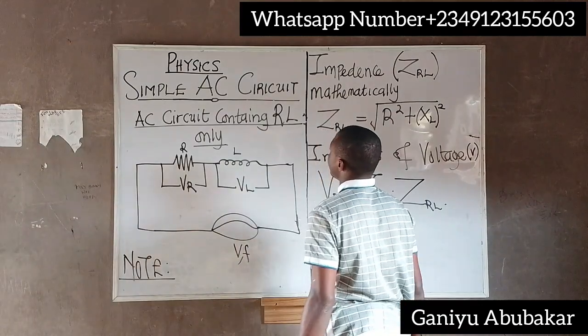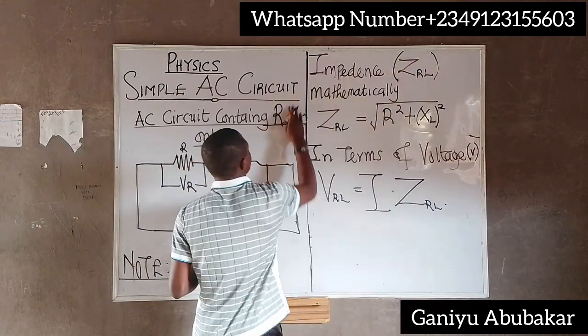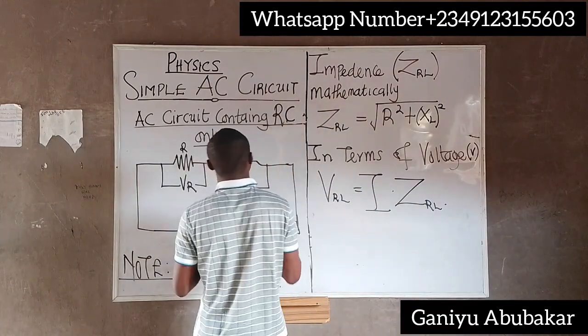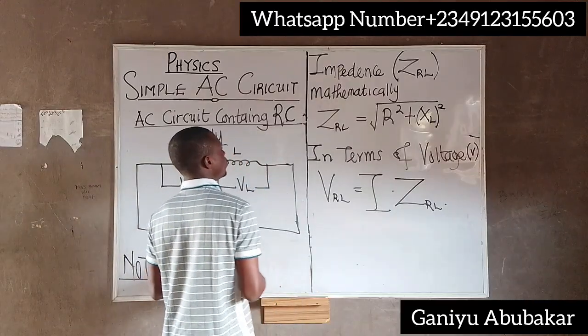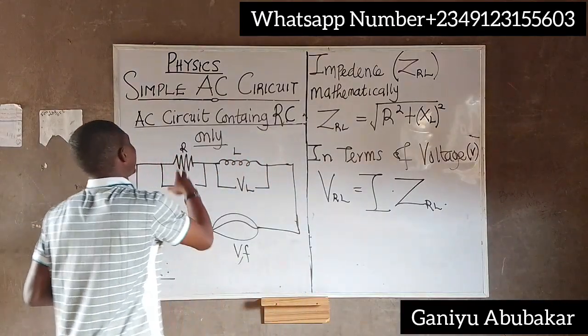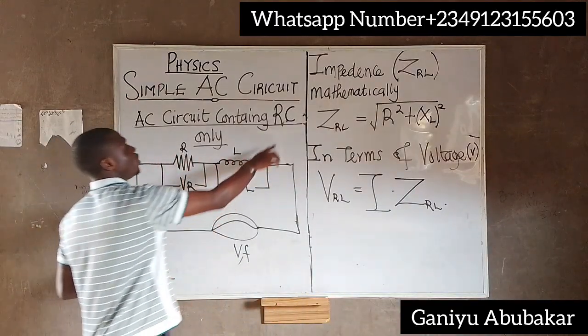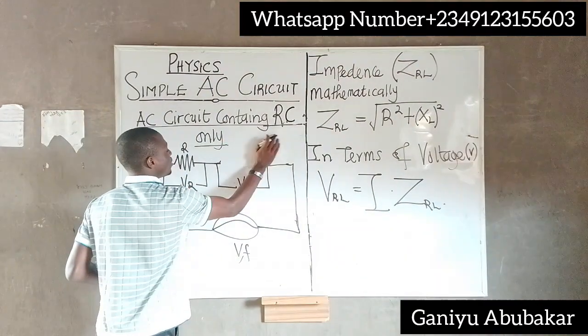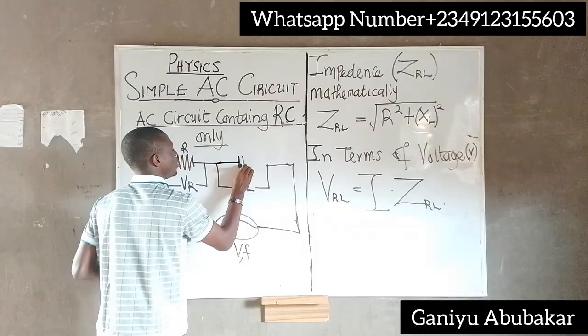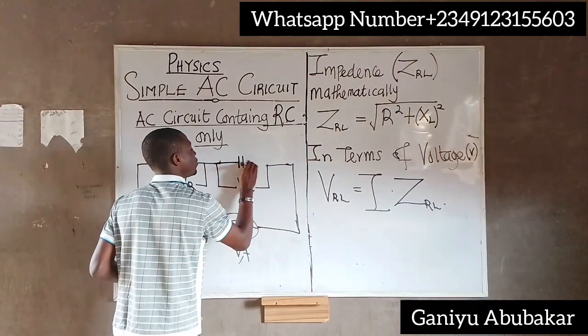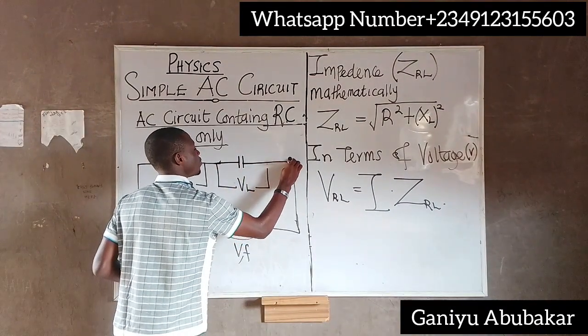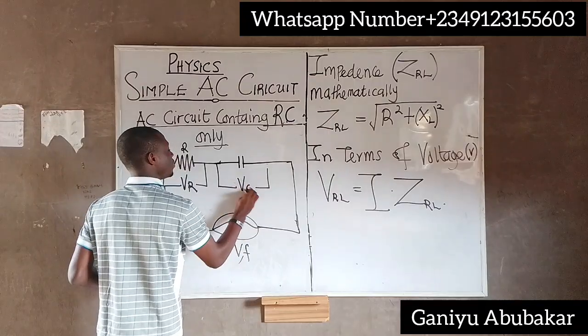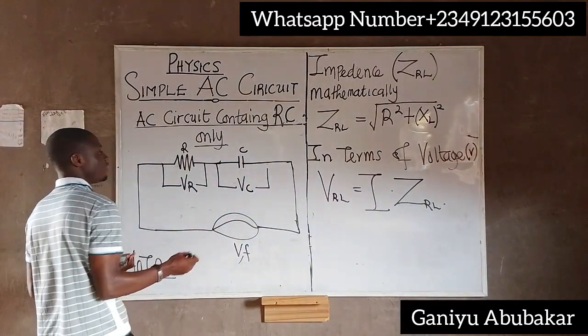Let's look at a circuit containing resistor and capacitor only. I have this capacitor here, so VC is across the capacitor.